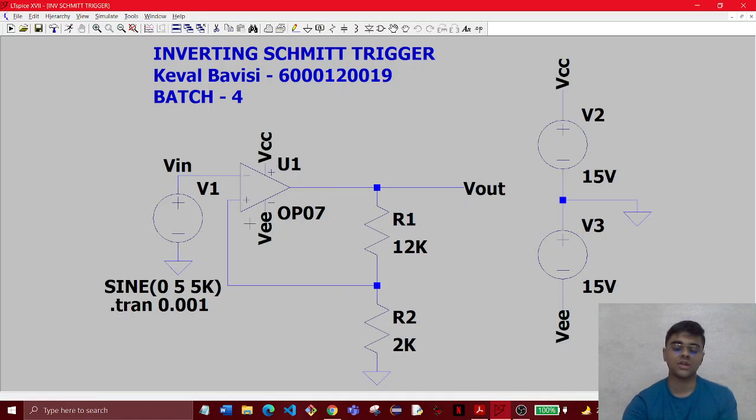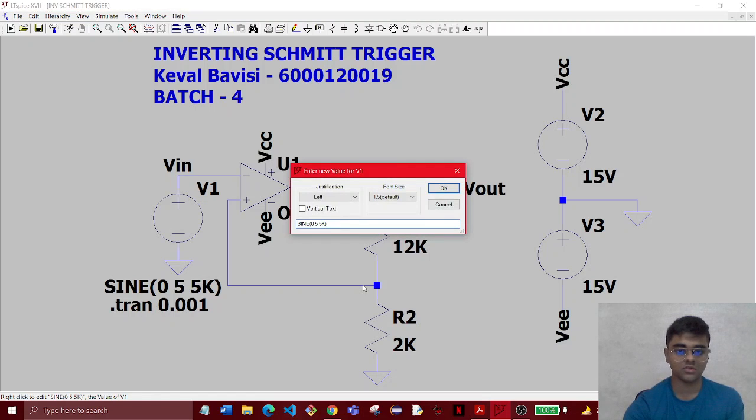And at the positive, or non-inverting, terminal, we have given some part of the output, which we have calculated with the use of beta. Beta is equal to R2 upon R1 plus R2, into VSAT. Our VSAT is 15 volts, and R2 and R1 are 2K and 12K respectively. Thus the value of beta comes out to be nearer to 2 volts, that is 2.14 volts, and a part of the output is given back to the non-inverting terminal.